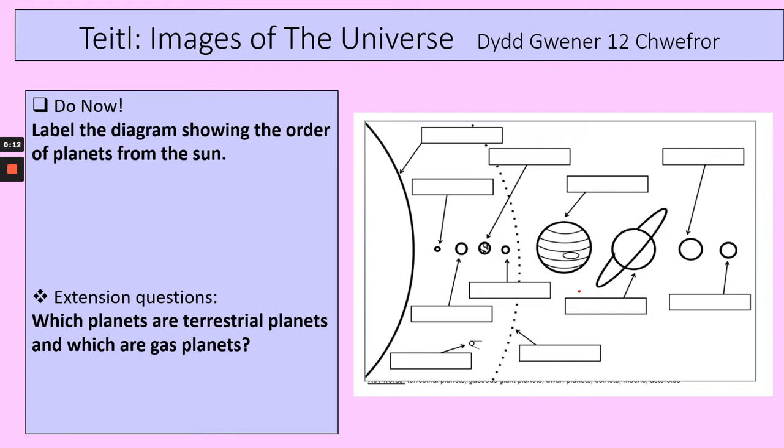First of all, I want you to pause the video and have a go at the Do Now activity. So you need to label the diagram showing the order of planets from the Sun, and then as an extension question, if you're feeling confident, you need to write down which planets are the terrestrial planets and which are the gas planets. So pause the video now and have a go at the Do Now activity, and after you finish, come back ready to go through the rest of the lesson.